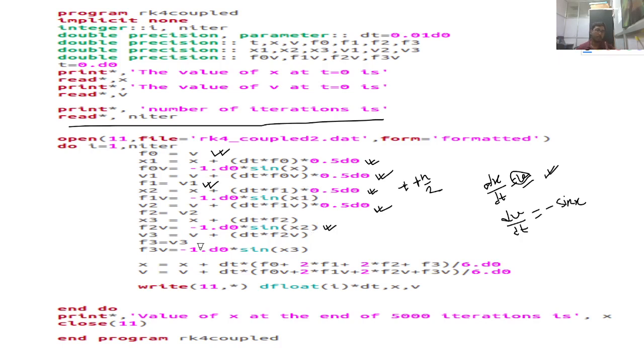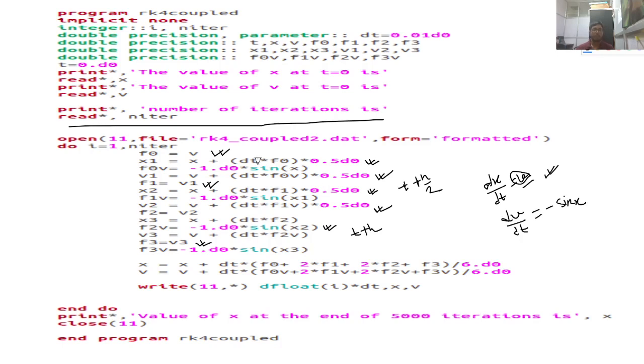Now mind it here that I am not going to use t plus h by 2 here. I am using t plus h while we are calculating the slope for the third time, right? And then I am going to give f3 equals v3, and f3v is minus 1 into sin x3, so that means minus sin x3.